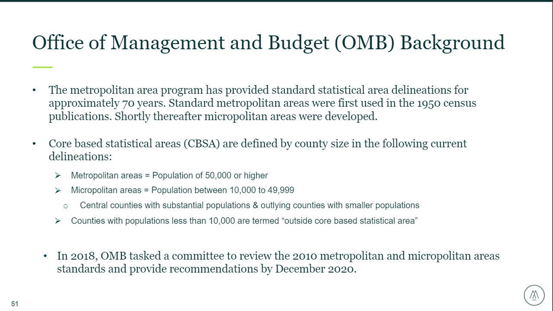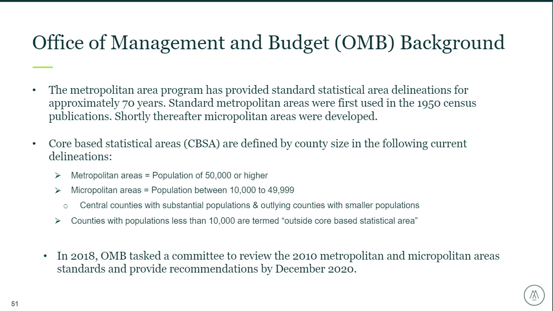CBSAs are defined by county size and the following current delineations. Please see below. Metro is about population 50,000 or higher. The micro is about population between 10,000 to 49,999. And counties with populations in less than 10,000 are termed outside core-based statistical area.